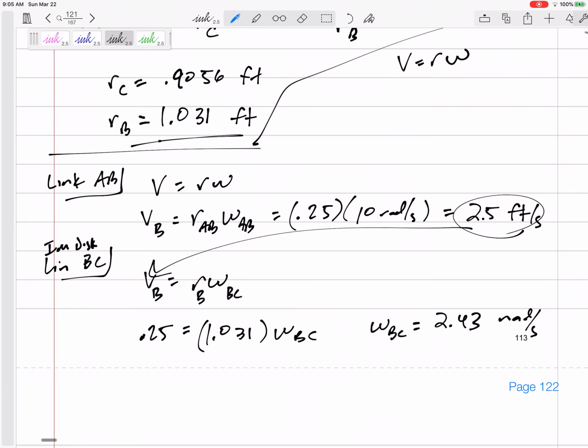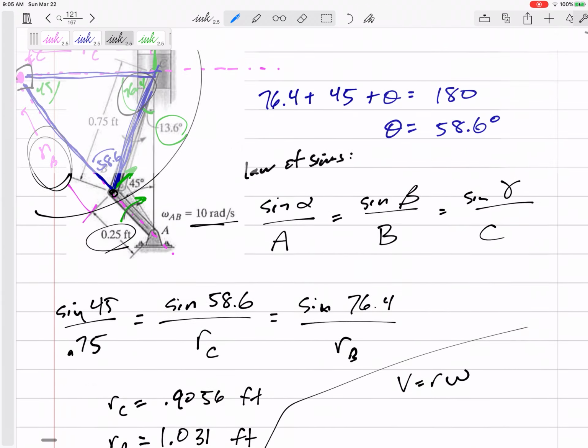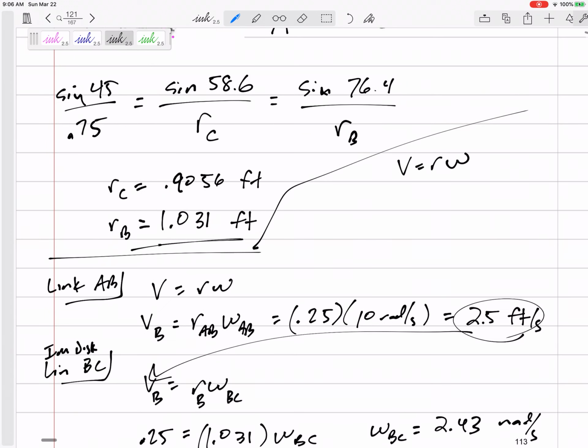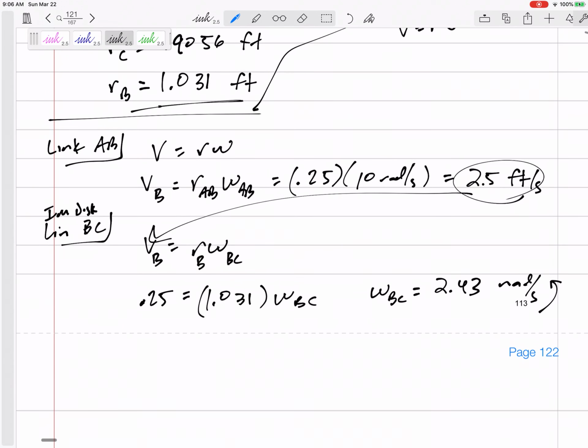I've got to visualize that myself, but if we started going clockwise here, then the velocity of B would be in this direction. If the velocity of B is in that direction, that makes this counterclockwise. So this would be 2.43 counterclockwise.